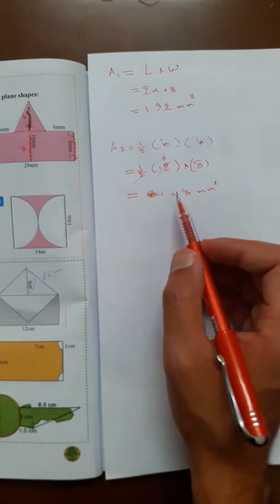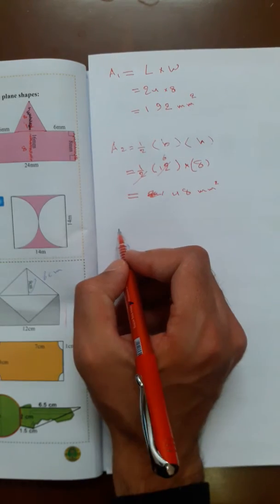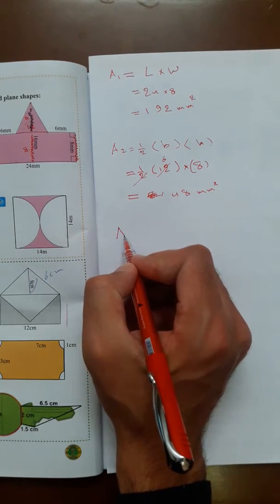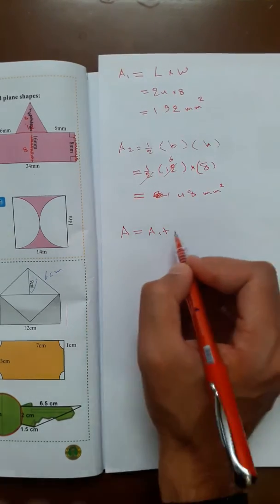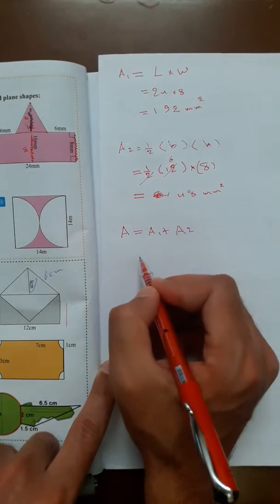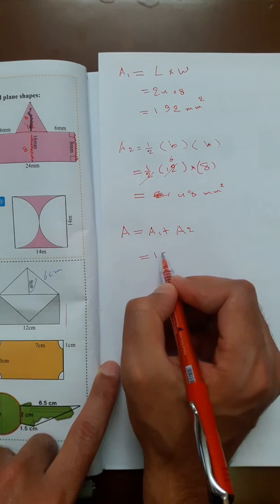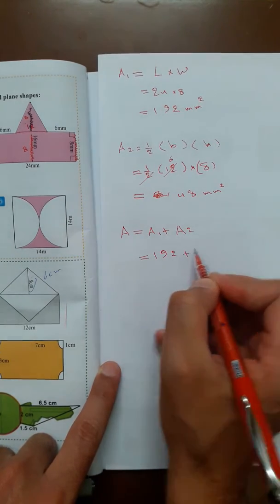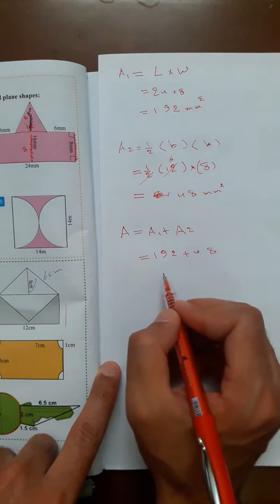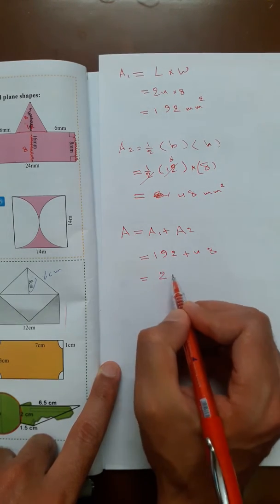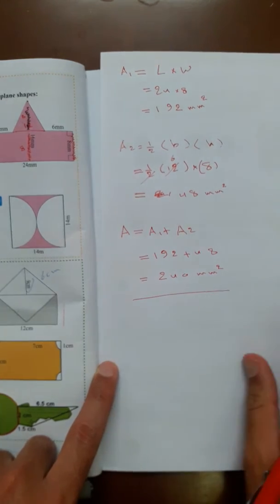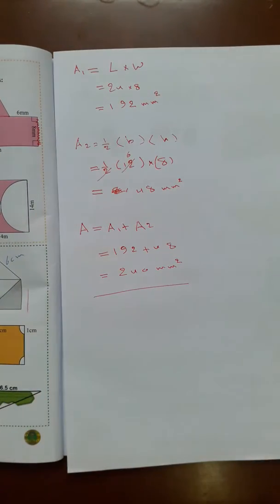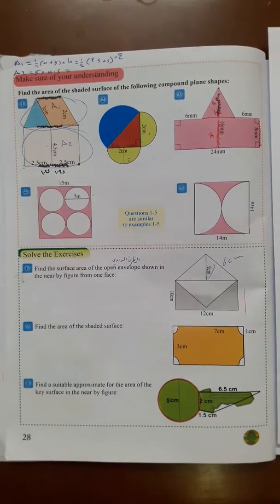A2, this is the value of A2 and this is the value of A1. Now to find the area of the compound shape, A is equal to A1 plus A2, and this is equal to A1 is 192 plus 48, and it's equal 214 millimeter square. This is the area of the compound shape.